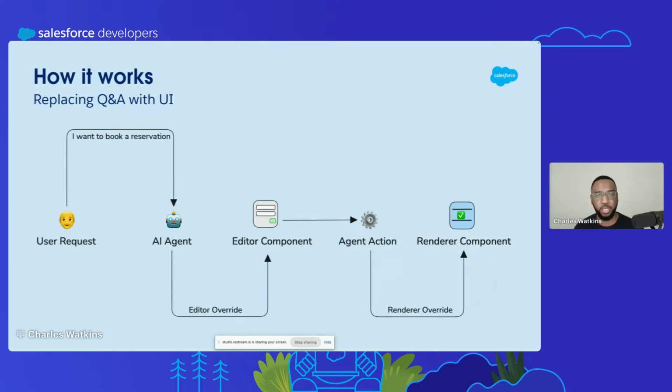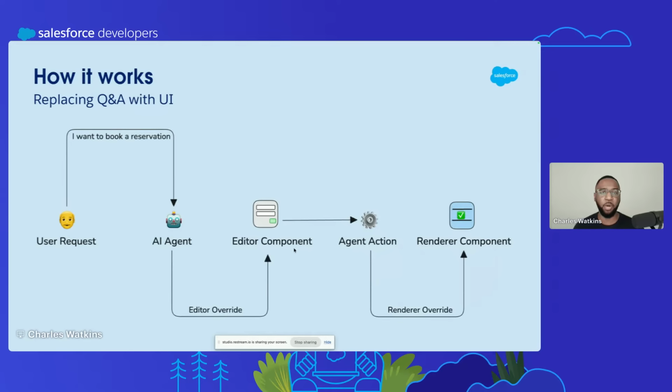Now, once that information is collected, it's sent to the agent action. And the action can be a flow, an autolaunch flow. It could be an invocable Apex method, an OpenAPI-enabled Apex method, or a REST method. And it's going to execute whichever automation that happens to be. And it'll then render the override. It'll render the component that you want.